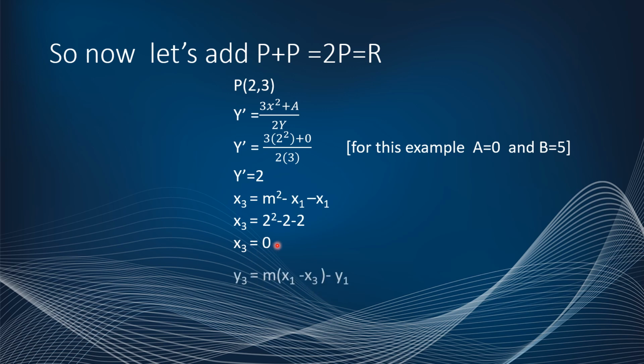Now we need to find the y3 point. y3 is equal to m of x1 minus x3 minus y1. So m is equal to 2, x1 is equal to 2 and x3 is equal to 0, which we have calculated earlier, and y1 is equal to 3. By calculating all this we get y3 is equal to 1. So our final result R is 0, 1, which is the resulting point of the addition of two similar points on the curve.